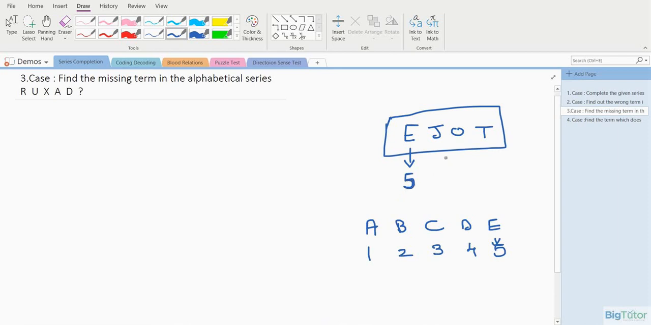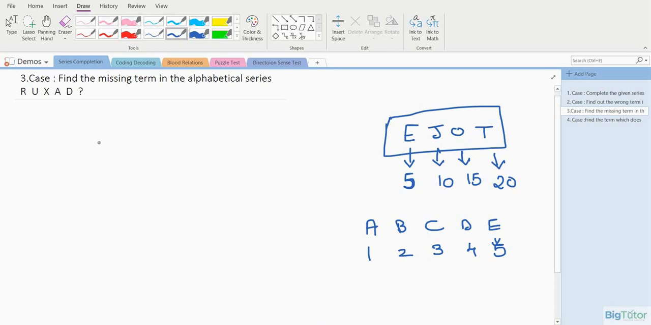Similarly, J will be nothing but 10, O will be nothing but 15 and T will be nothing but 20. So now if we remember this, converting alphabetical series into numerical series becomes very easy for us. We will understand how once we solve this problem. So let us take up this problem where we are given an alphabetical series, meaning all the terms of the series are alphabets, and in this series we have to find the missing term, which is represented by a question mark.